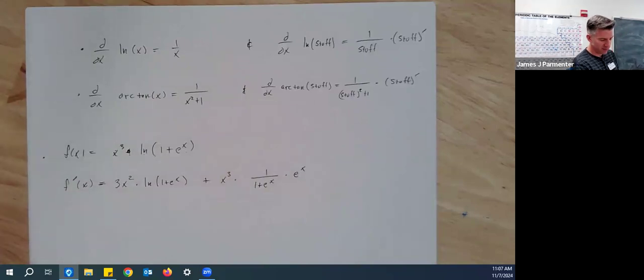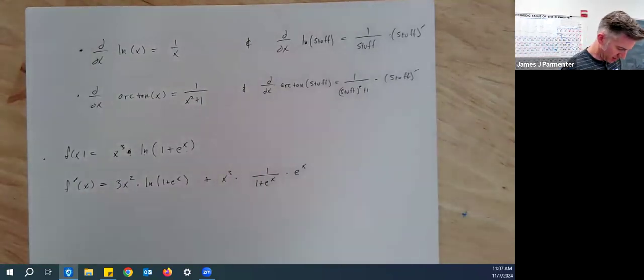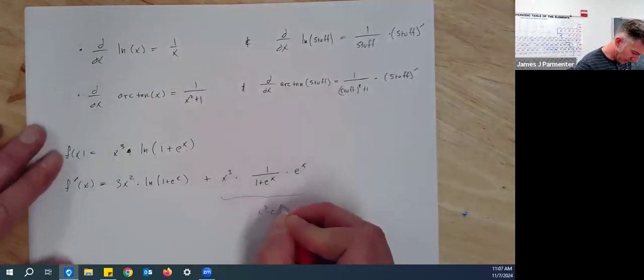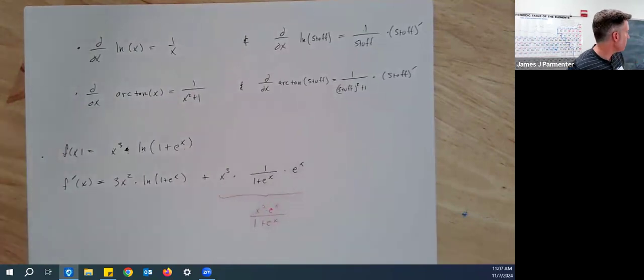If I wasn't asked to simplify this, I'd probably just leave it as is. But if I was asked to simplify it, I would rewrite this right-hand piece as x cubed times e to the x divided by 1 plus e to the x, to make it look a little nicer. But that's all the simplification you can do here, really.